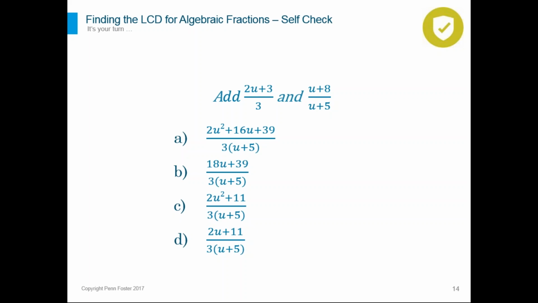In a few seconds, I'm going to switch my screen to give you the ability to choose your answer. This question is tough because all of the denominators appear and all of the answer choices are the same. It seems that the right denominator is 3 times u plus 5. You need to figure out the correct numerator though.